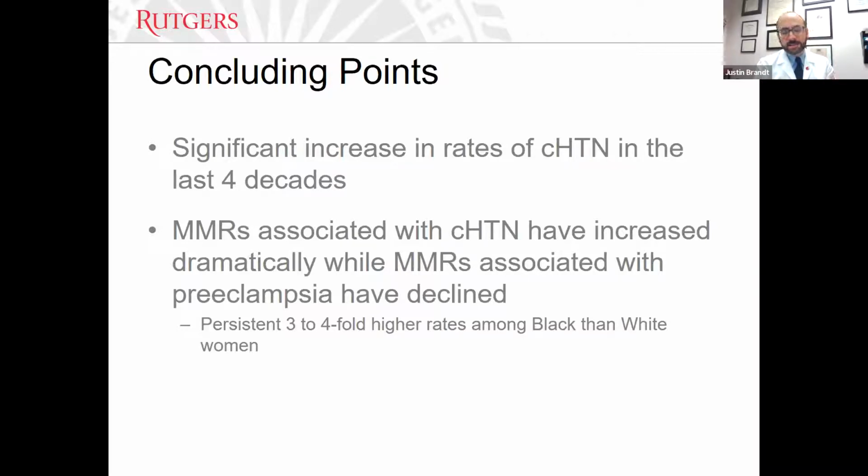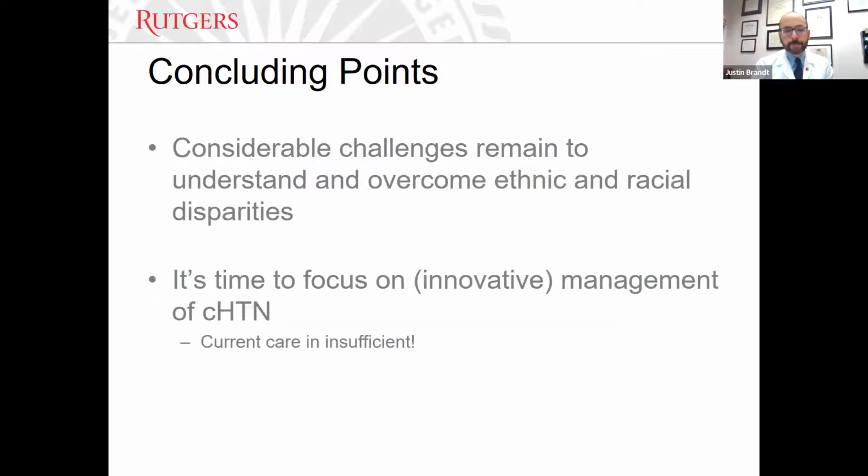And during all of this, these trends have shown a persistent 3 to 4-fold higher rate of adverse outcomes, and notably hypertension-associated maternal mortality, for Black women compared to white women. So we need to find and overcome the challenges that have led to ethnic and racial disparities. And it's time to focus on innovative management of chronic hypertension. I think that should be one of our next areas for challenge and for research moving forward.